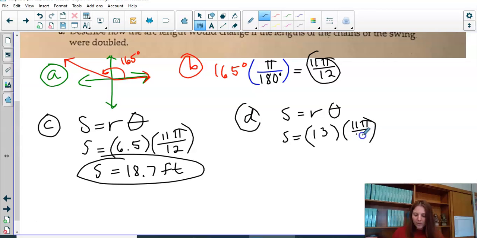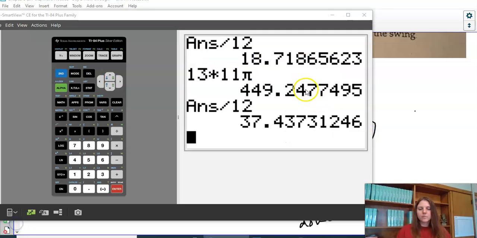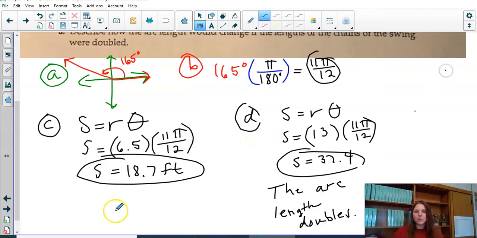Go ahead and type this one into your calculator. You can see what happens is I end up with 37.43. If you double the length of the chains, then what you see happening is that the arc length doubles as well. So this is about double what we had originally. You can say that the arcs are doubled as well, or the arc length doubles.